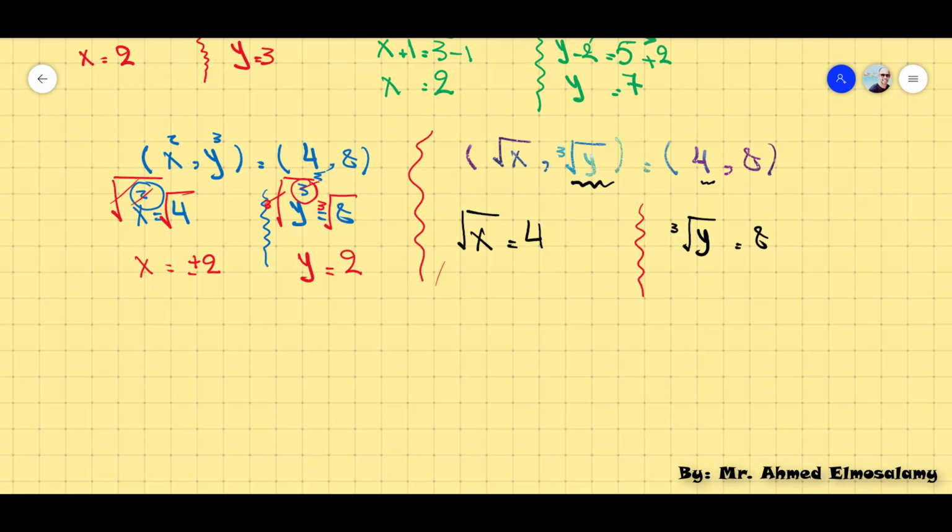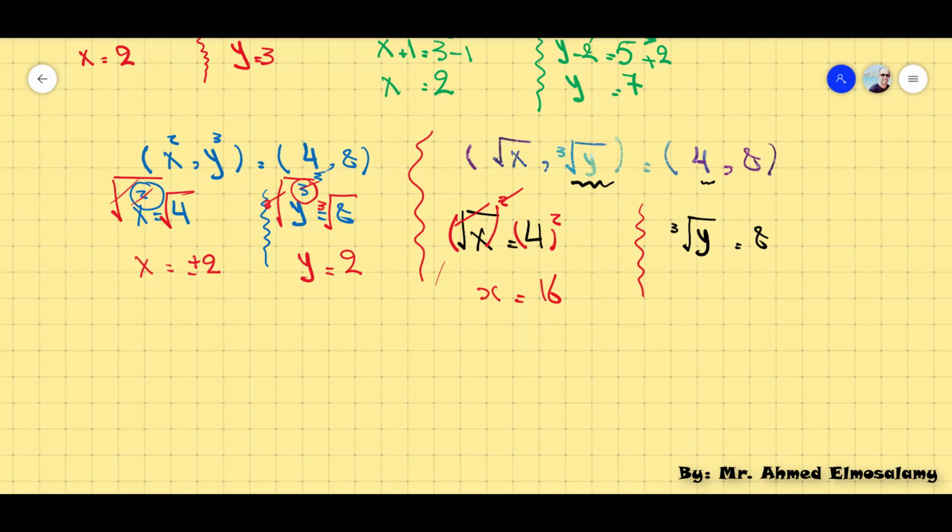Here I want to find the value of x, and I want to cancel the square root. How to cancel the square root sign? By raising all to the power 2, and here 4 all to the power 2. Root x to the power 2 cancels the root, so it will be equal to x. 4 to the power 2 equals 16, very good.